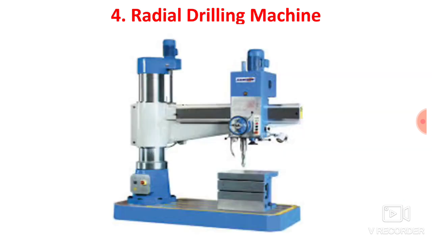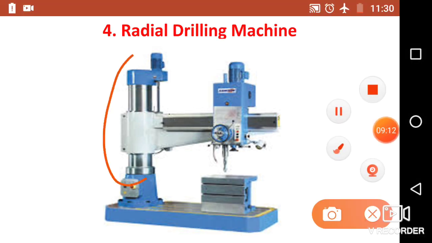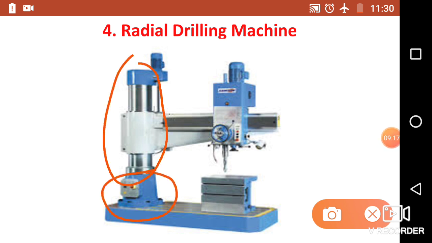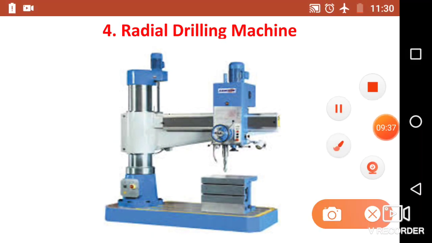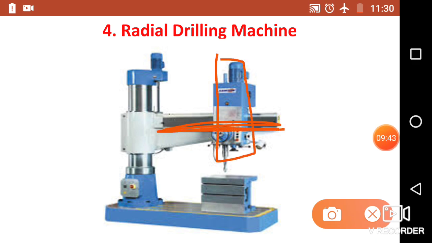Okay, so in this slide we will discuss the radial drilling machine in detail. The radial drilling machine consists of a column, which is round in shape and supported over a large base. This is the base. Over the column there is one mechanism, which you can move horizontally over the guideways. These are nothing but the guideways, and over these guideways you can move this mechanism.